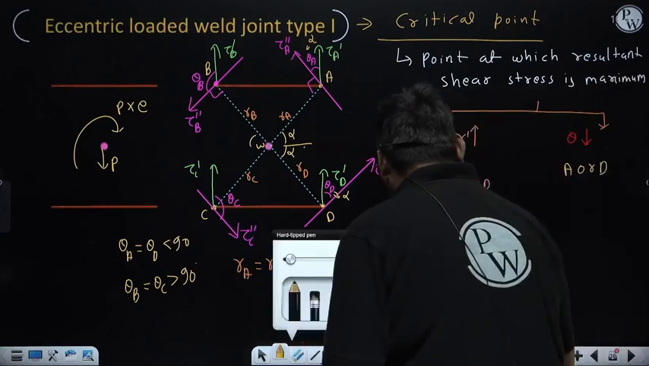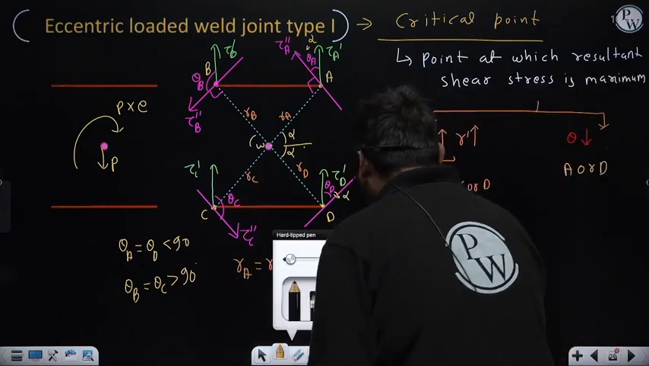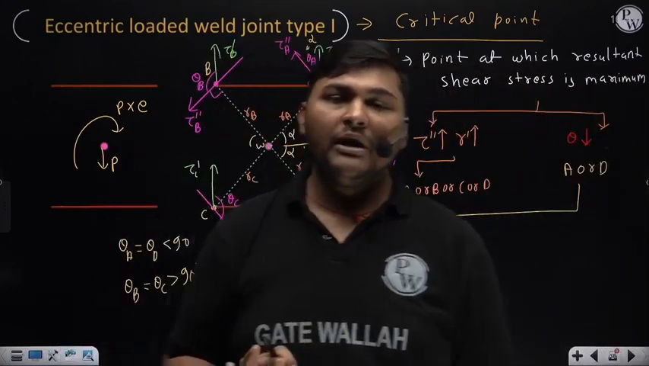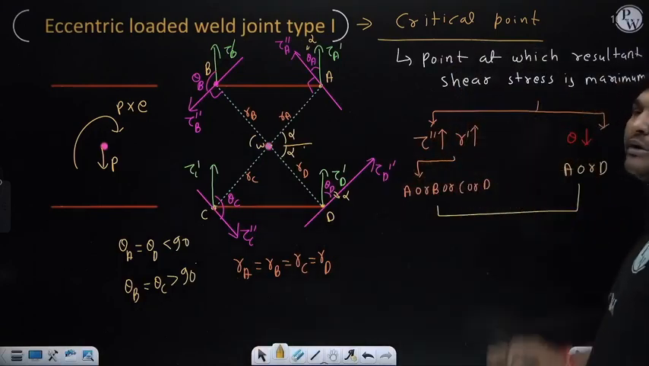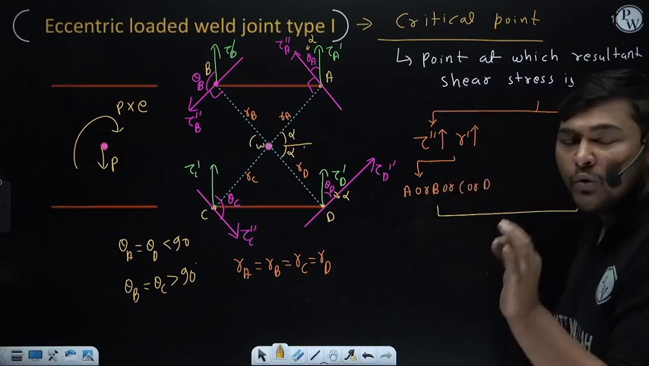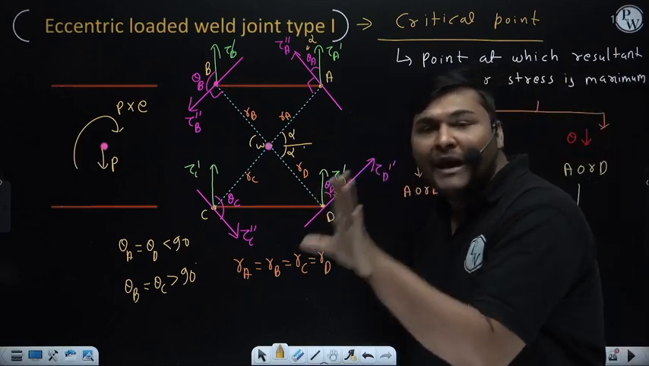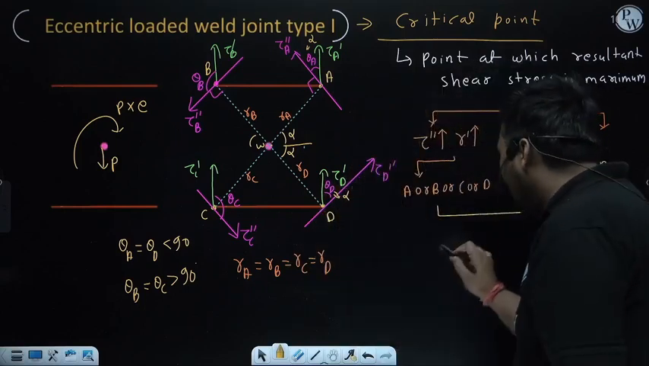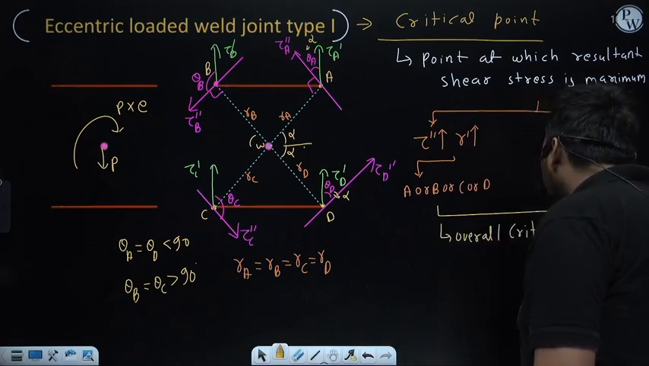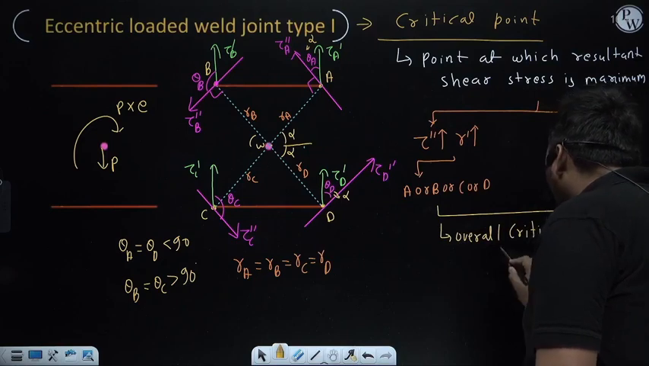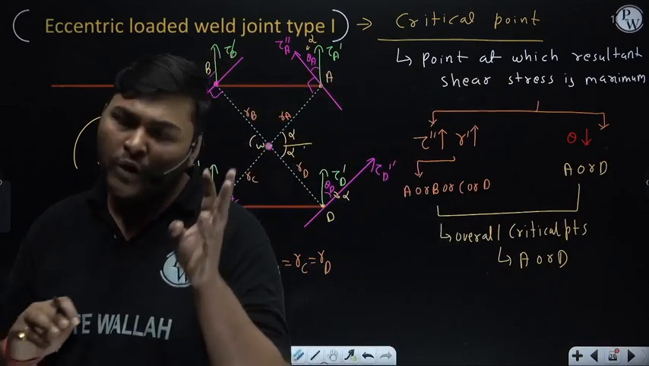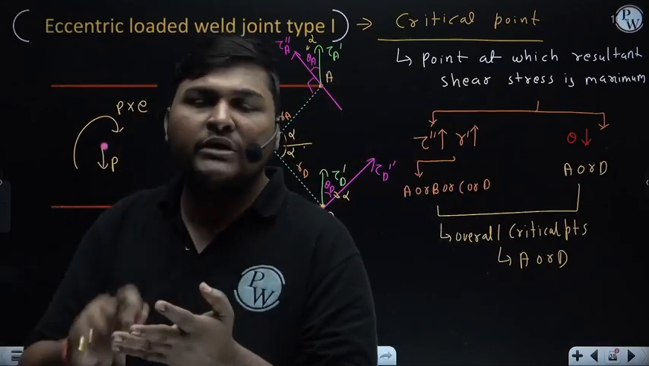Now the next question is, which point will be overall critical? That point will be overall critical where R is maximum and theta is minimum. Can I say the common points between this and this will be the overall critical point, and the common points are A or D, because for point A or D, R is maximum and theta is minimum. So the overall critical points are either A or D. Out of A and D you can take any point as critical, because for both R is maximum and theta is minimum.